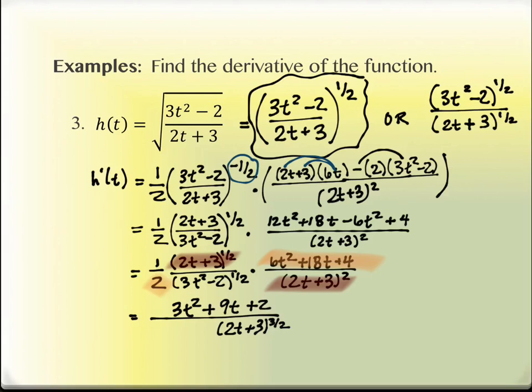So that took care of the 2 orange pieces because I divided each of the numerator pieces that's in orange by 2. And then the other piece that's in the denominator just stays. So I have a 3t squared minus 2 to the 1/2.